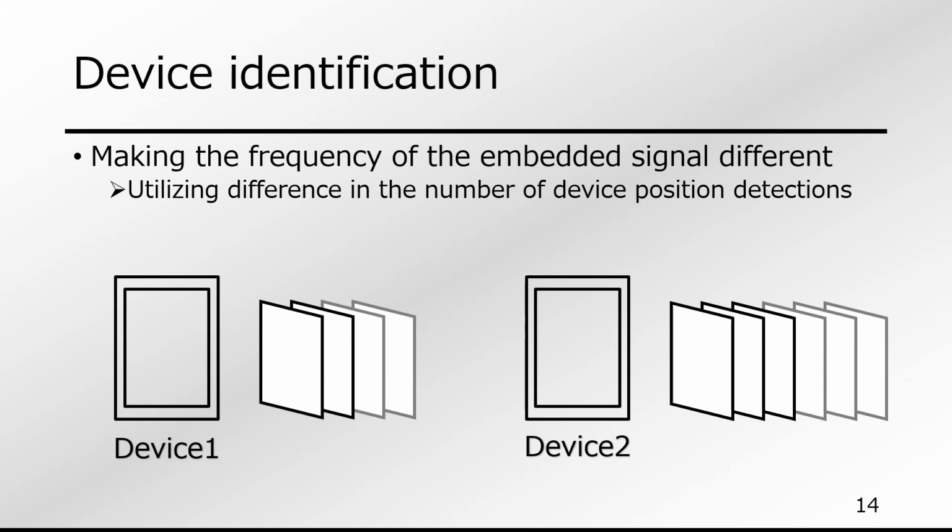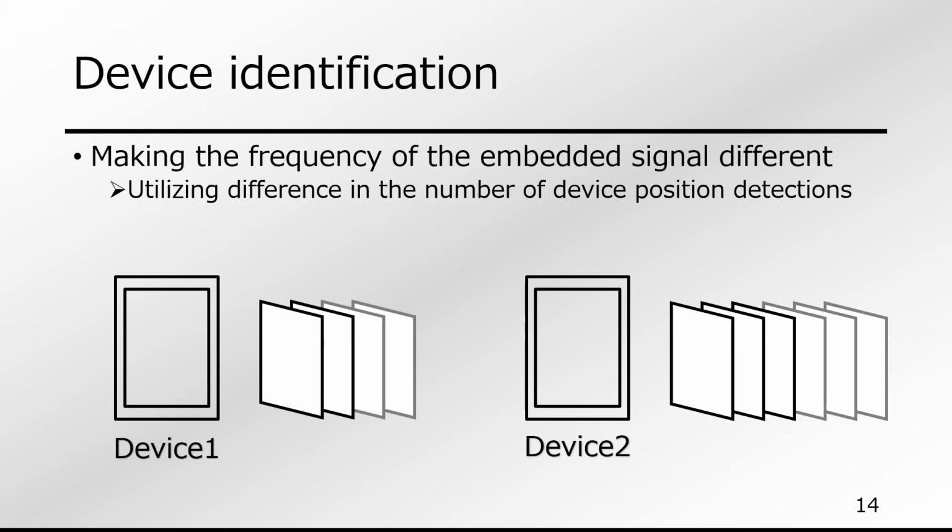I will explain about device identification. To identify the device in the photograph video, we consider using different embedding sequences that utilize the difference in the number of device portion detections. Each device is identified by making the frequency of the embedded signal different from each other device. We identify 2 devices as device 1 and device 2.